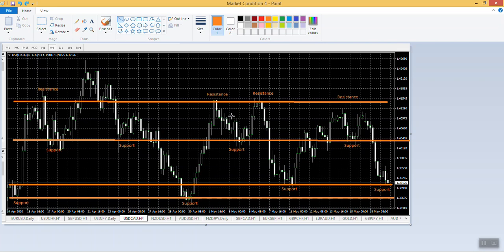Like here, it touches this point, you see this point, this point here. At this point we go to sell. Then at this point we go to buy. At this point we sell, at this point we buy. Look at them. At this point here we sell, and at this point here we are supposed to buy.